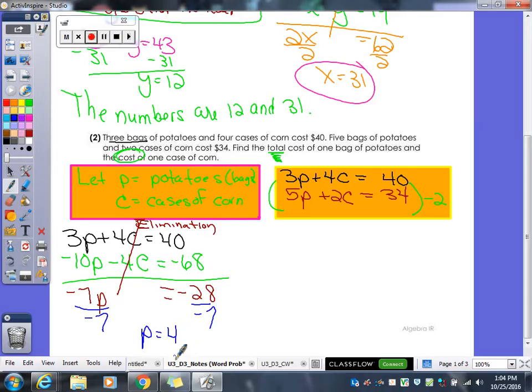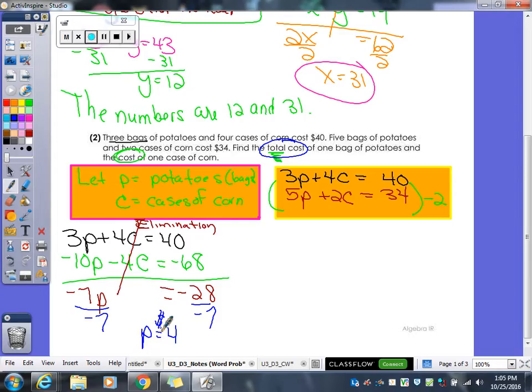So does that mean I have 4 bags of potatoes? What do they want? The total what of 1 bag of potatoes? The total cost. So I want the cost. So that means 1 bag of potatoes costs $4. If you write 4 bags of potatoes, they will mark it wrong. They're looking for the cost of 1 bag.